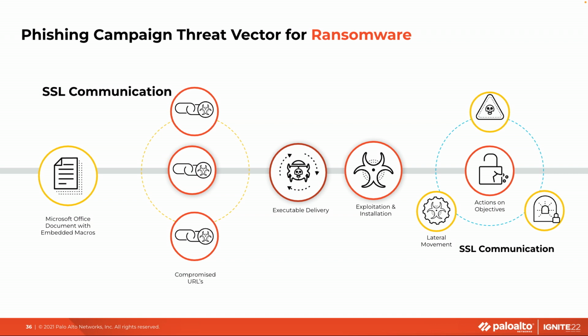Usually at the first stage, the attacker will use an email with some kind of a document attached, most likely a Microsoft document with embedded macros. The reason why they pick Microsoft document or other business file types is because these are the file types that would typically be allowed in most organizations with very little inspection. Next, these documents will have links to multiple compromised URLs to download the payload. Of course, there would be some kind of a social engineering technique to force the user to click on a URL and download that payload.